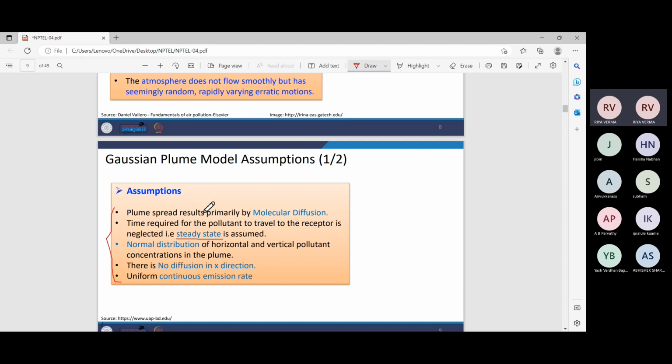Then the normal distribution of horizontal and vertical pollutant concentrations in the plume: the pollutant concentrations in the plume are assumed to be normally distributed. Then there is no diffusion in the x direction. And the emission rate is uniform and continuous. That is, the emission is continuous, and the plume is emitting the pollutants at a uniform rate. The plume is homogeneous, so there is no variation of the concentration of pollutant during the emission.